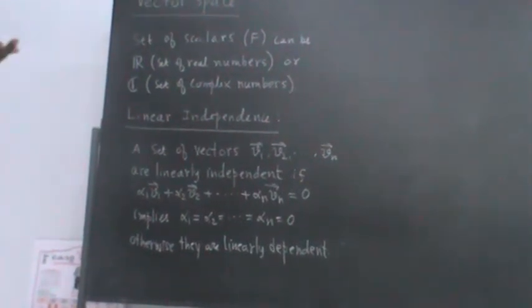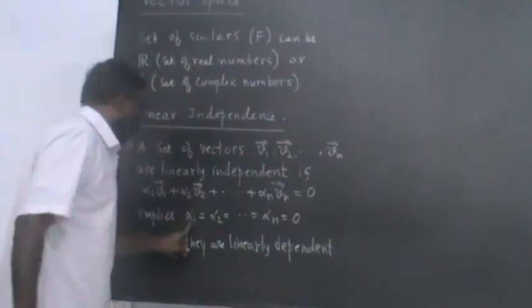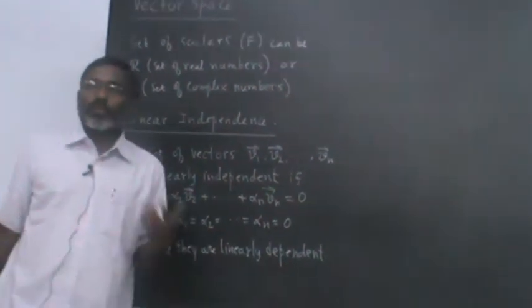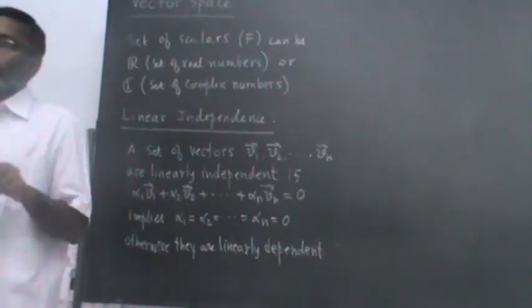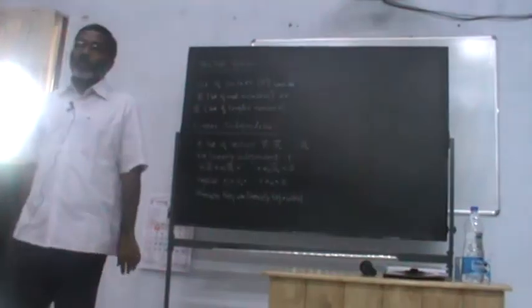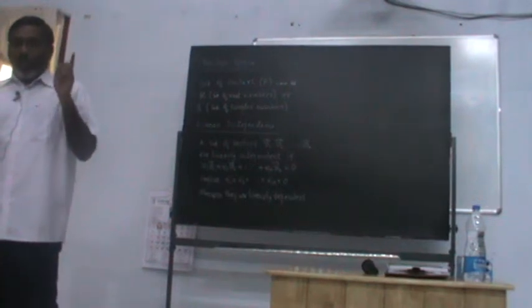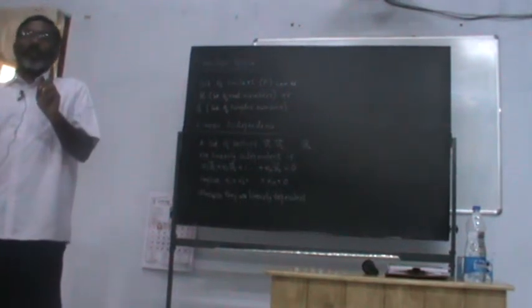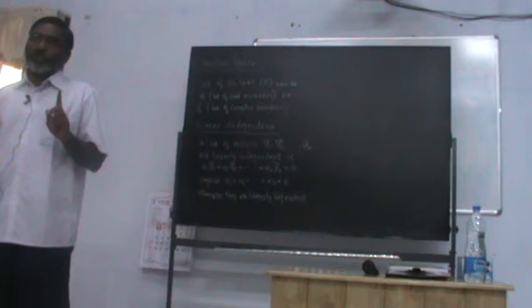That means all n are not independent. If all n have to be independent, each coefficient has to be 0. That's the only solution for this. Then only you can say they are linearly independent. That means none of these n vectors can be obtained from the rest of the vectors.